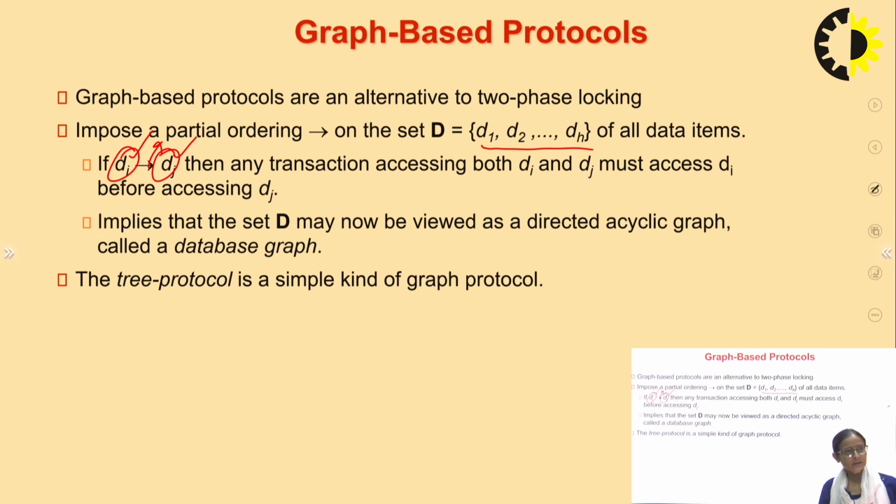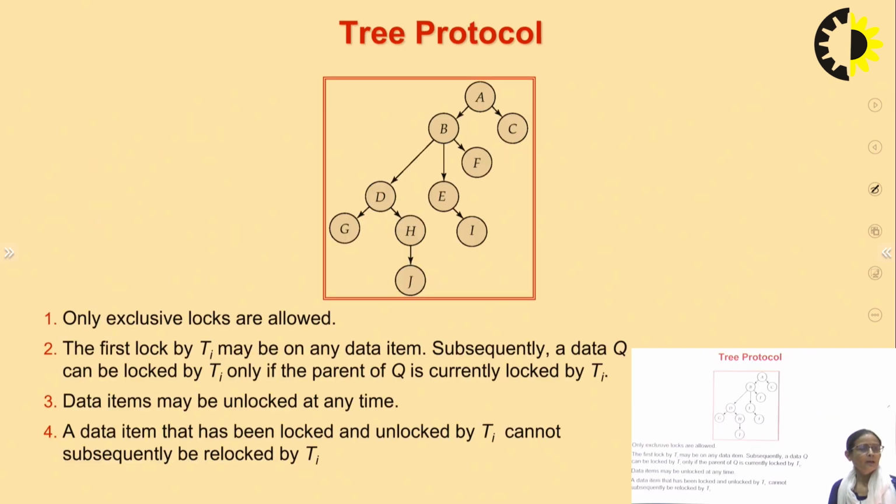This implies that the data set D may now be viewed as a directed acyclic graph called a database graph. Here the graph is known by the name database graph, and here we have a simple version and the most popular version of the database graph, that is the tree protocol. Here we are using a tree data structure, and these are my data items.